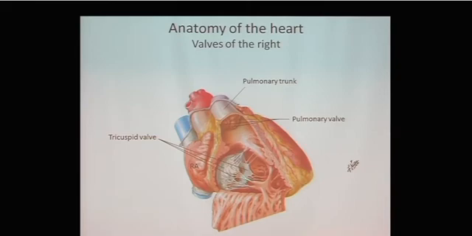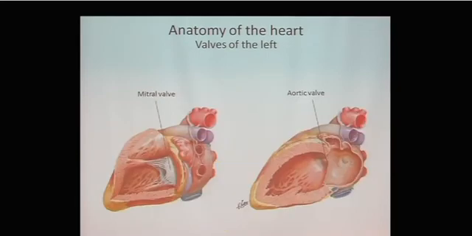Again, we see the papillary muscles and the chordae tendineae and the three cusps on this side. And then on the left side, we see the bicuspid valve and the two papillary muscles. In this picture of the left ventricle, we can now see the aortic valve. Again, it's a semilunar valve, with three cusps, from the left ventricle to the aorta.